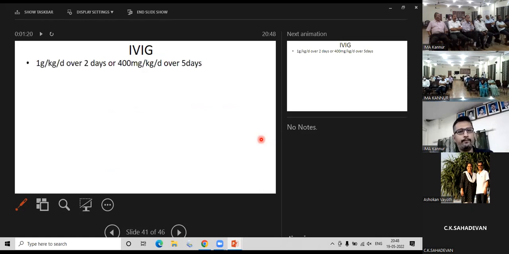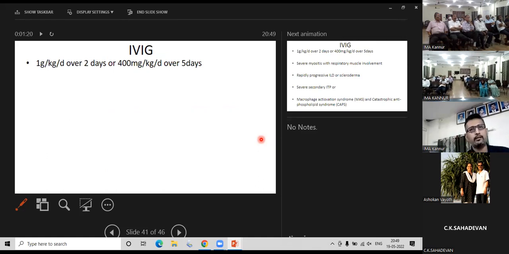Next about IVIG. The dose that we use is usually 1 gram per kg per day over 2 days or 400 mg per kg per day over 5 days, depending on the patient status, renal status, cardiac status, everything.